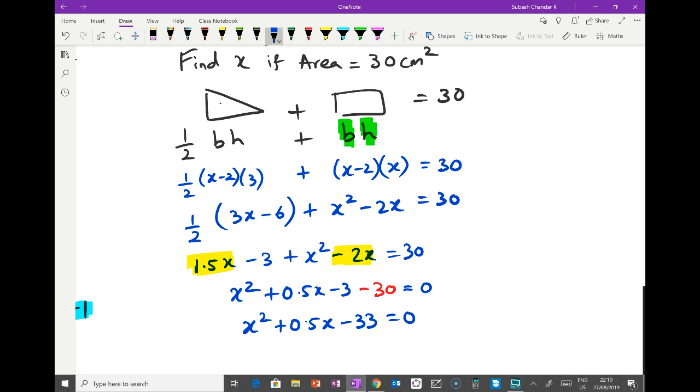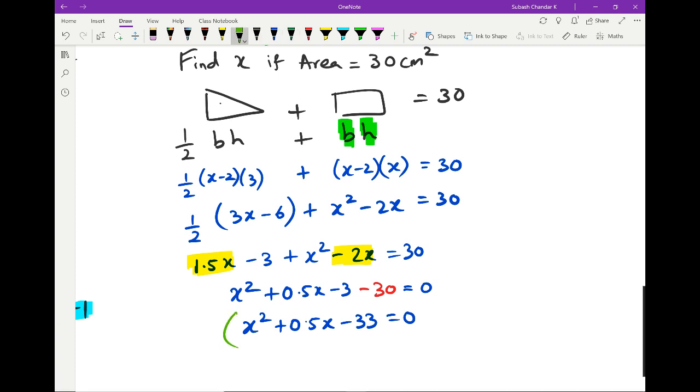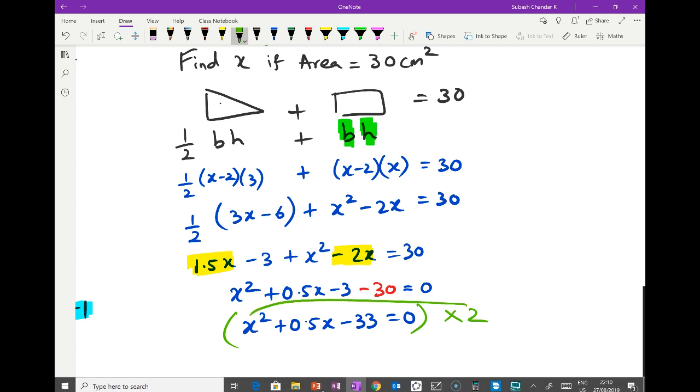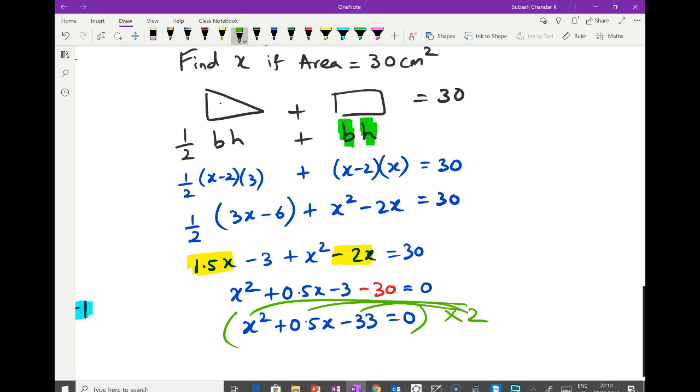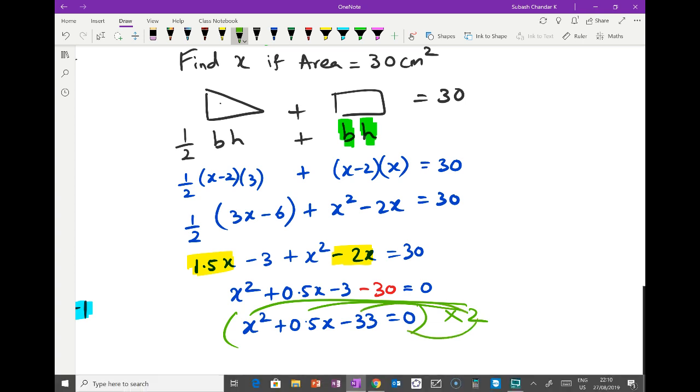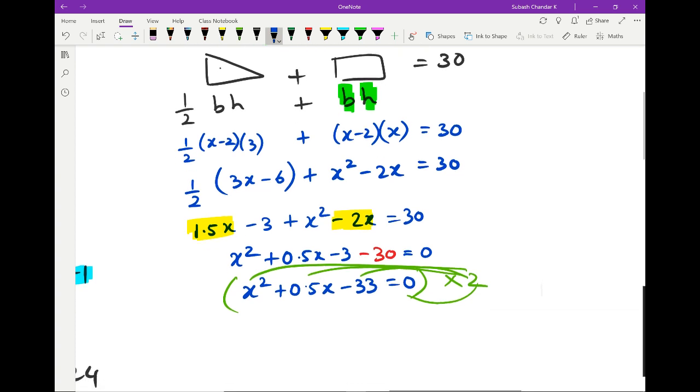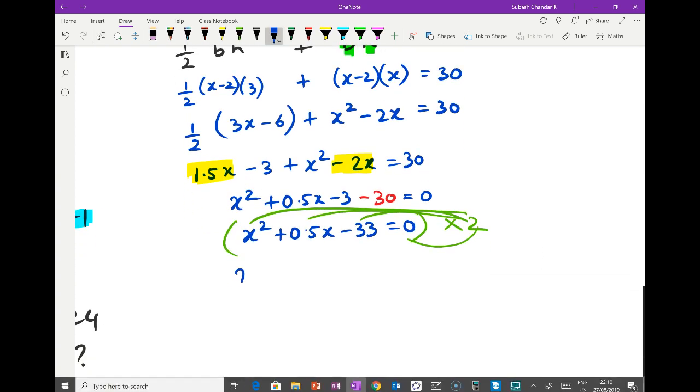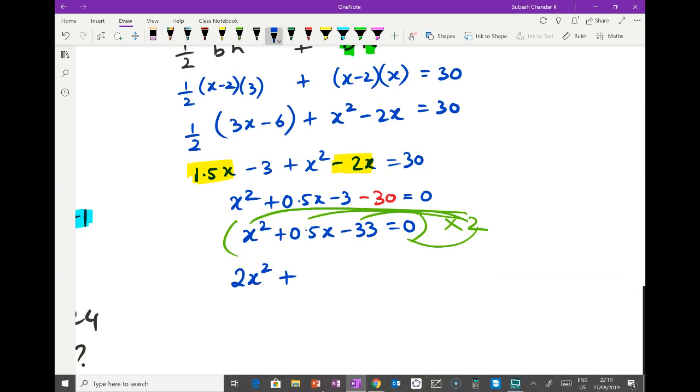So what I'm going to do is multiply everything by 2. That means I'm going to get 2 times x squared, 2 times 0.5x, 2 times negative 33, and 2 times 0. So when I do that, it ends up looking like this. So I've got 2x squared plus 0.5x times 2 is 1x.